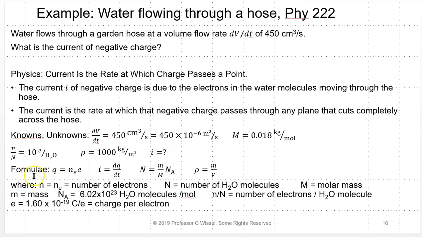What is the current? The formulas are Q equals n_e times e, I equals dQ/dt, big N equals little m times N_A over big M, rho equals m over V. Where little n equals n_e, the number of electrons, big N is the number of water molecules, big M is the molar mass, little m is the mass, N_A is Avogadro's number, in water molecules per mole. Note, I put full units on everything. Identify exactly what I'm talking about. Little n divided by big N is the number of electrons per water molecule. That, of course, will be 10. e, the charge on the electron, is 1.60 times 10 to the minus 19 coulombs per electron.